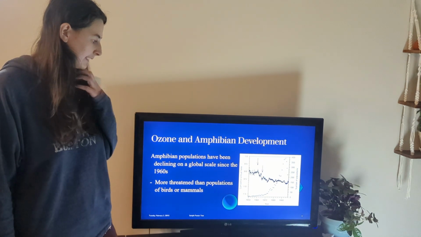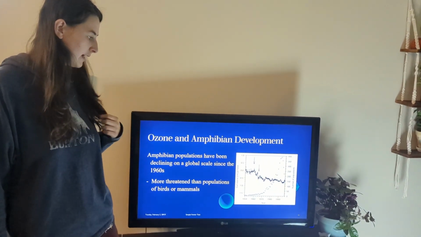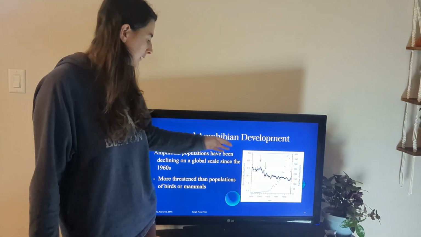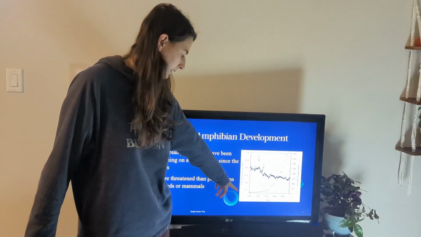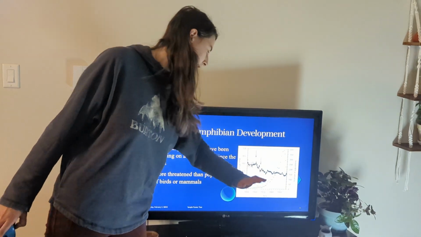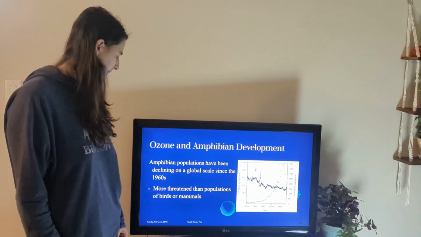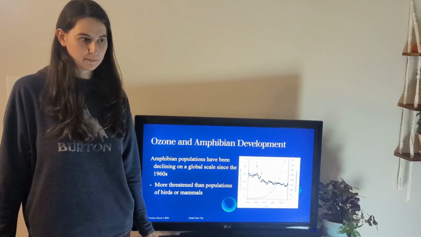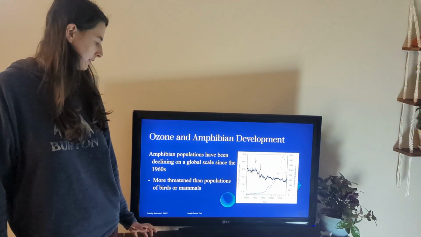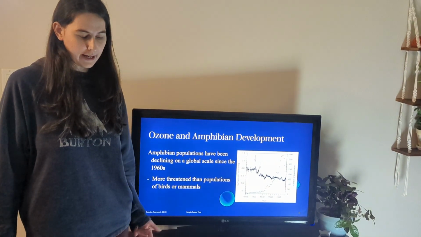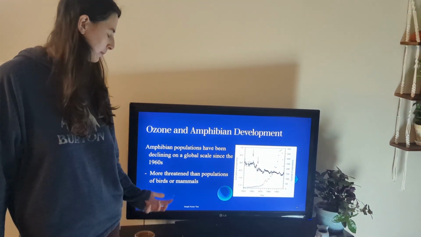and since about the 1950s, it has been recorded that amphibian populations have declined. As you can see by this chart, it was recorded from 1950 all the way to about the 2000s, and we see a steady decline of their population over time. So their populations are more threatened than other animals such as mammals or birds.